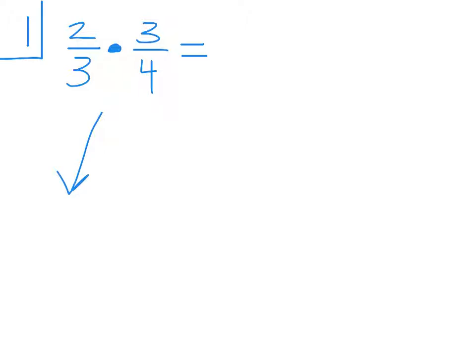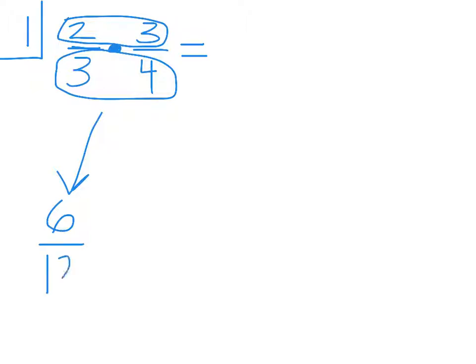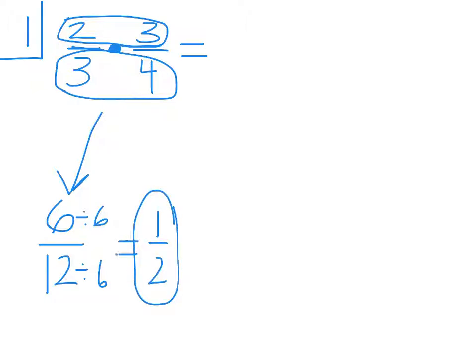Most of you know how to multiply fractions, and this is probably how you do it, right? Top times top, 2 times 3 is 6. Bottom times bottom, 3 times 4 is 12. And just so we're clear, that is correct. And then most of you try to simplify, and we get, for this one, 1/2. And that's correct. Good job.